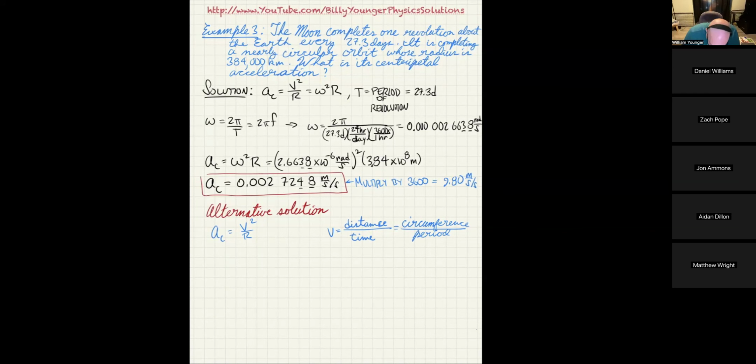So we're going to go ahead and calculate the velocity. Since we now know it's circumference divided by period, it's going to be 2 times pi times r divided by that 27.3 days. But again, the 27.3 days is going to be multiplied by 24 hours per day and by 3,600 seconds per hour, like that. And then this r is 3.84 times 10 to the 8th meters.